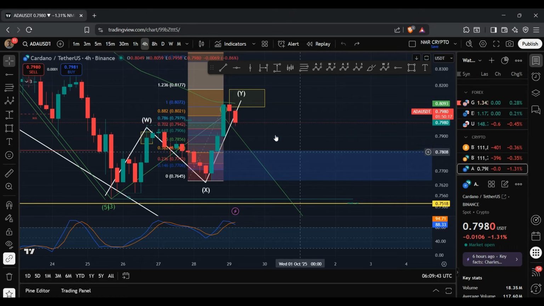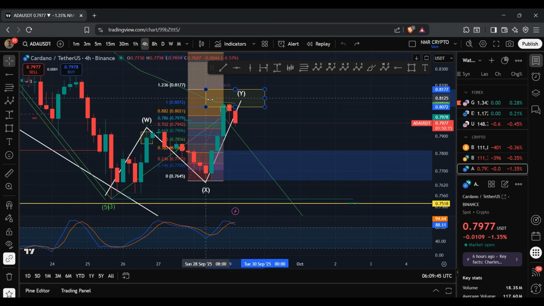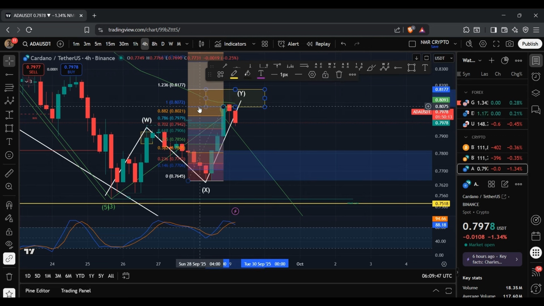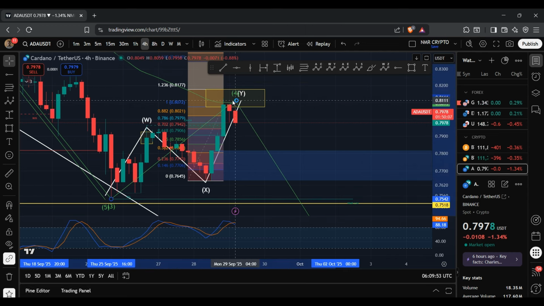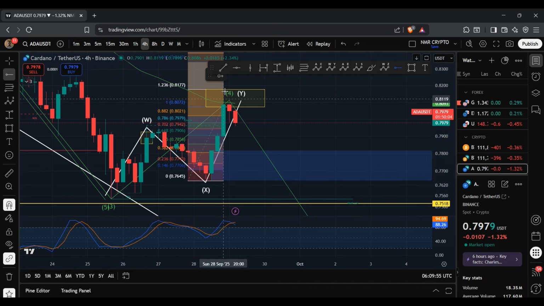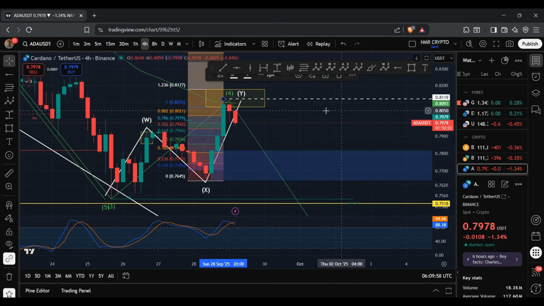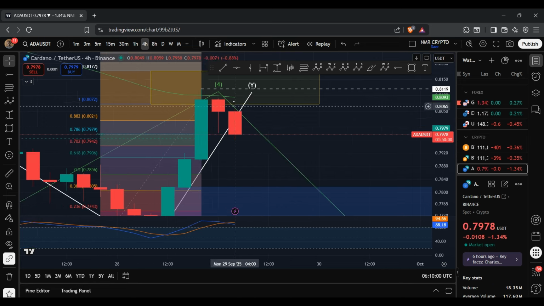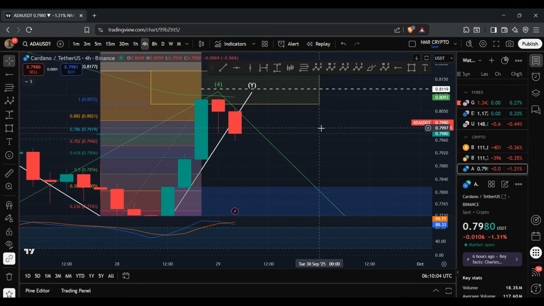So ADA ended up tapping into this target that I set out in my previous update, where I mentioned I was on the lookout for ADA to be within a WXY structure to the upside to form the fourth wave. And here you can see that we ended up reaching 81.19 cents, and we more or less got rejected at the 50 EMA, which was bearish, and that then led to this recent move to the downside.